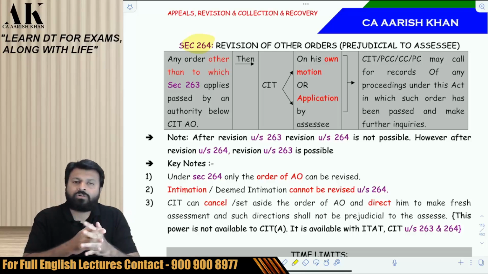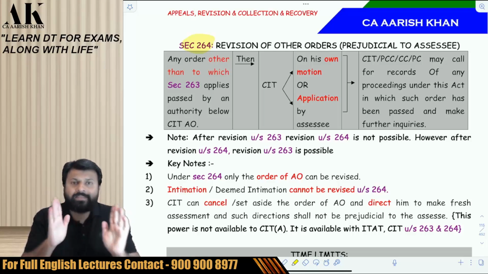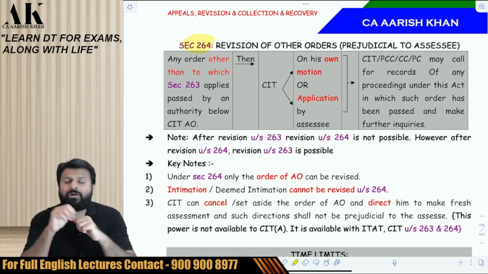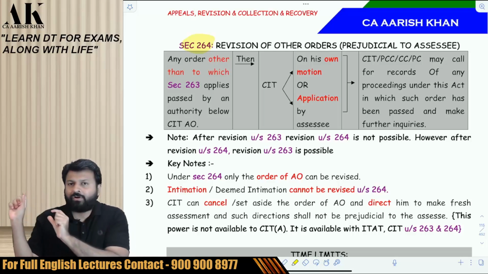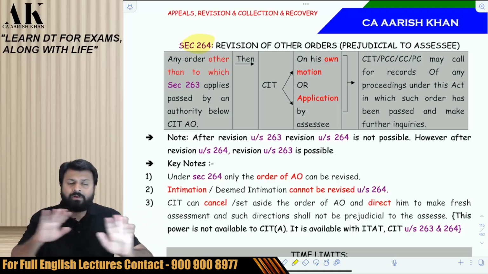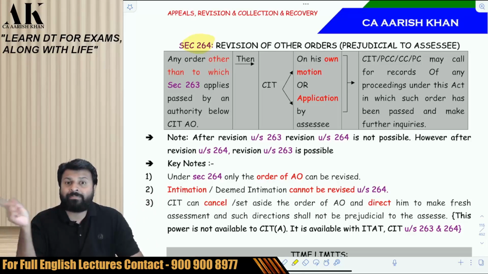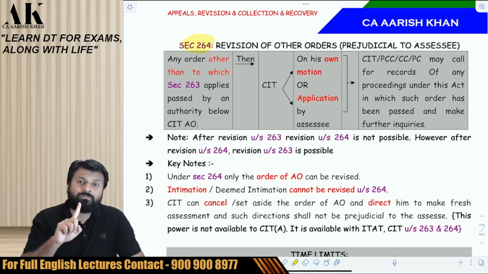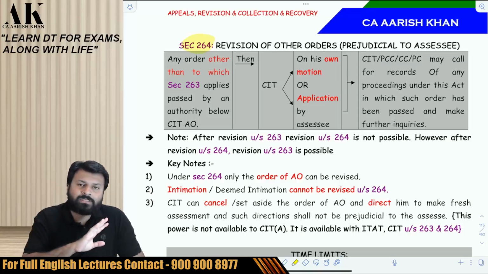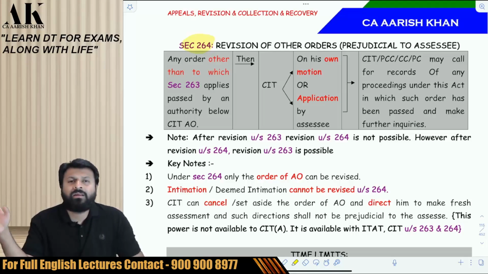But there is one condition over here. What is that condition? A CIT cannot revise those orders under this section, that is 264, which are already covered in 263. It means if your order is subject to 263, then your 264 is not possible. Therefore, we can say one sentence: once 263 has happened, 264 is not possible. But once 264 has happened, 263 is possible. So after 263, 264 is not possible. But after 264, 263 is still possible.